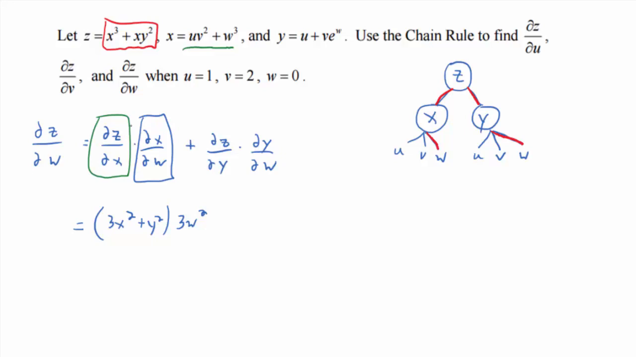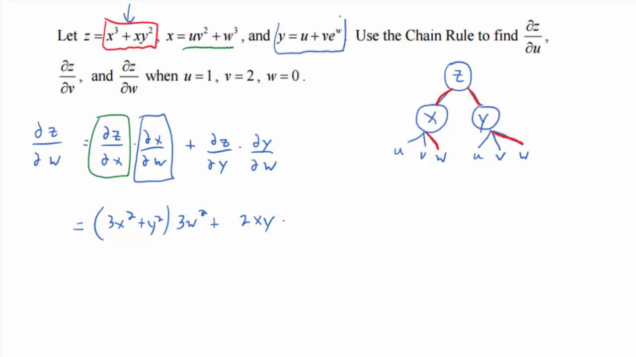Make sense so far? Okay, dz dy, okay, focus back on z and take the derivative with respect to y. Don't forget addition here. What's the derivative of z with respect to y? Just 2xy, right? That first term, x cubed, is a constant with respect to y. So the derivative of that thing is 0. And then times dy dw, partial of y with respect to w.